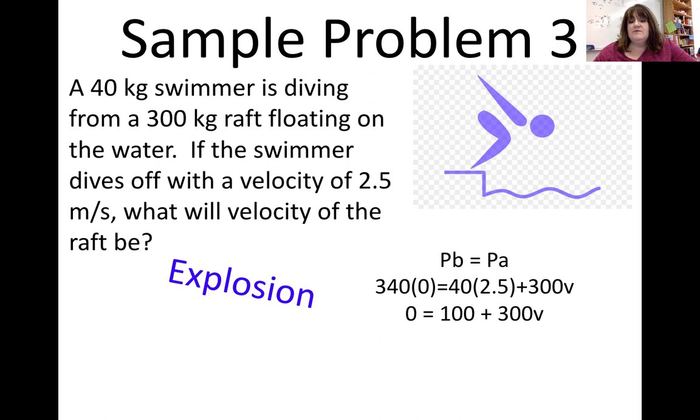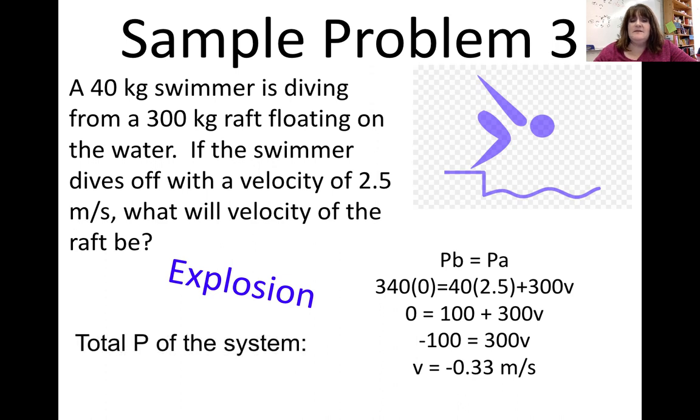So 0 is equal to 100 plus 300v. Negative 100 equals 300v. V should be a negative 0.33 meters per second. The raft is going to go backwards at 0.33 meters per second. Total momentum of the system, well, that was before, when we had all of our information, is 0 kilogram meters per second.